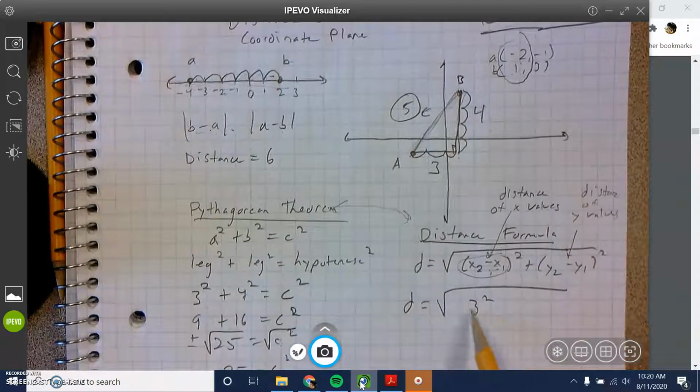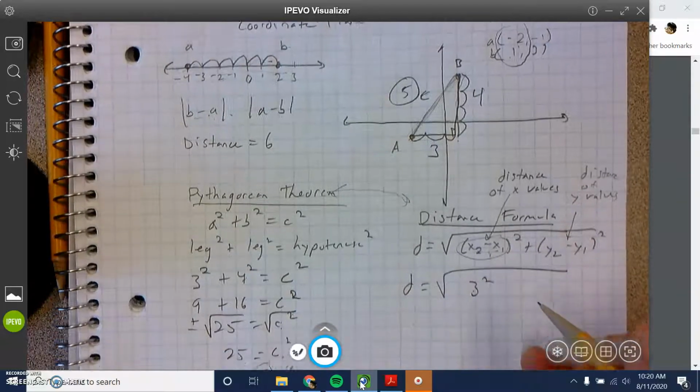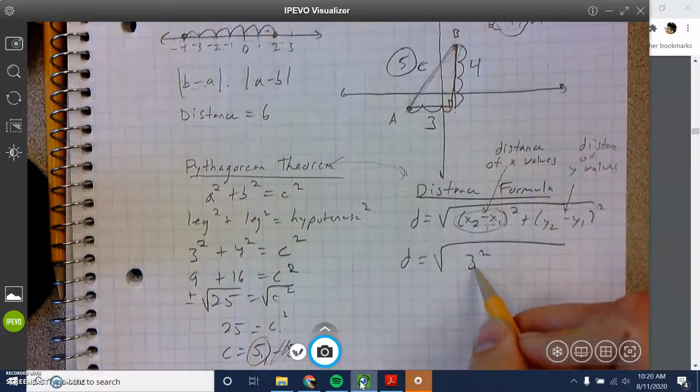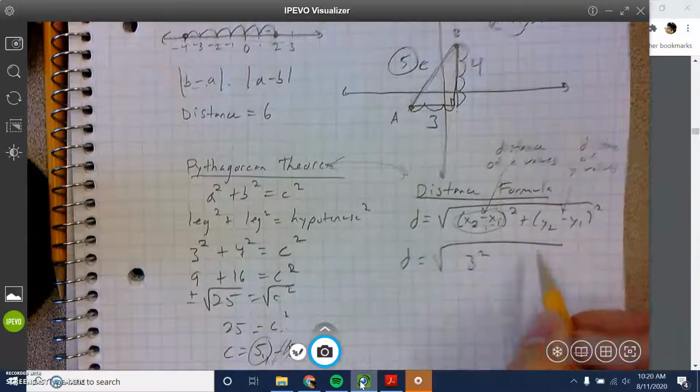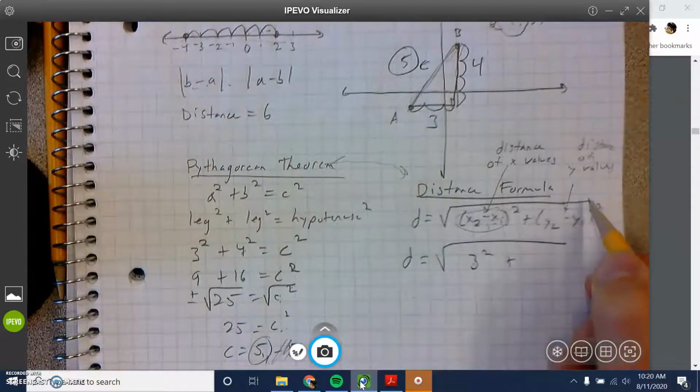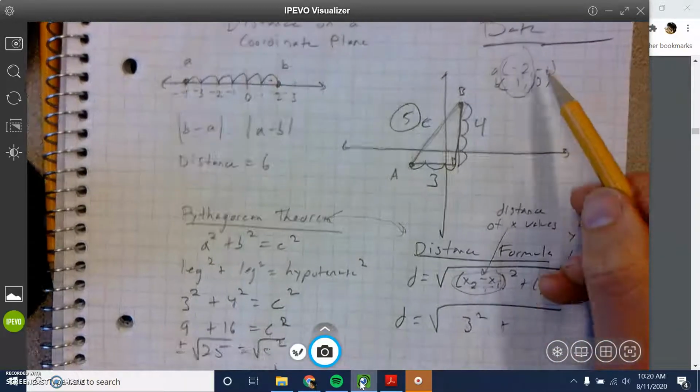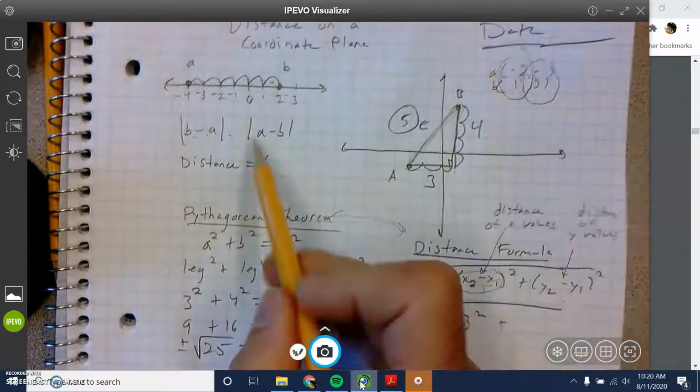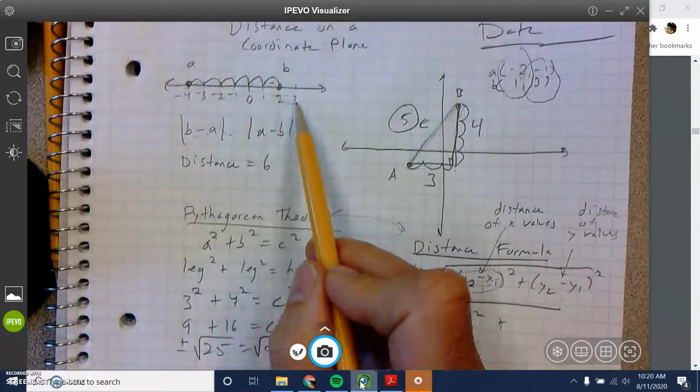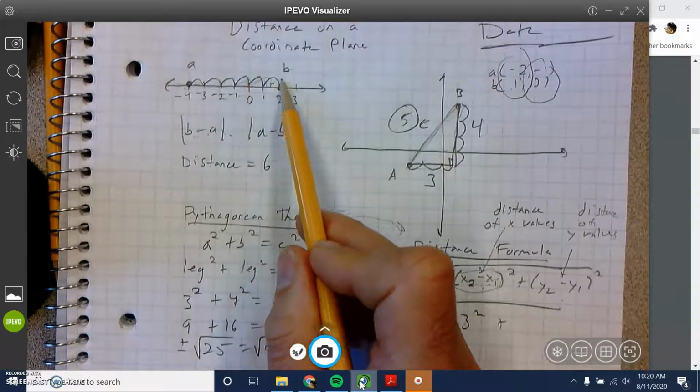Now what if I said -3? Well, that doesn't matter because anything squared is a positive number. So that's going to be 3 squared plus, now this is the distance of the y values. So the y values, -1 and 3. How far are -1 and 3 apart? Yeah, 1, 2, 3, 4.